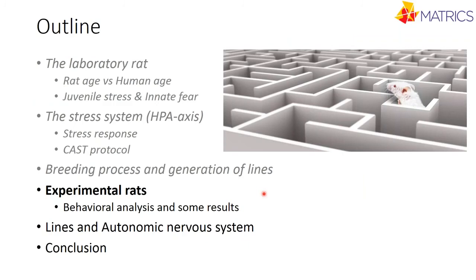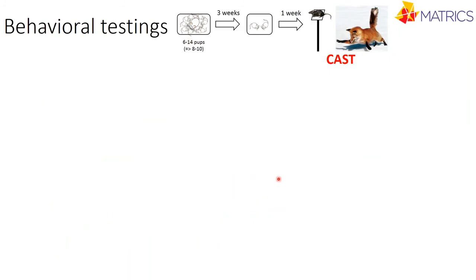So those animals are interesting mostly because they react differently to stress, and we want to analyze them when they're adults to see the behavior and also some metabolism and autonomic regulations due to the fact that they react differently to stress. So one important aspect is that the animals that I just presented before, that are going through the CAST and are used as breeders for the next generation, are not used for behavioral assessment.